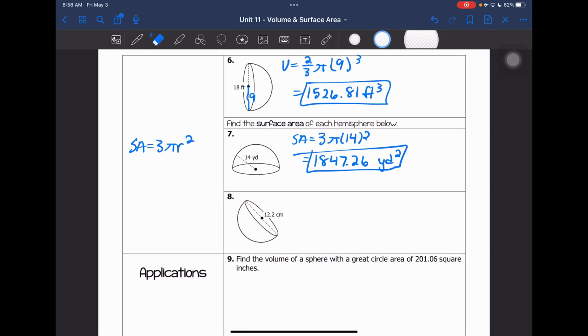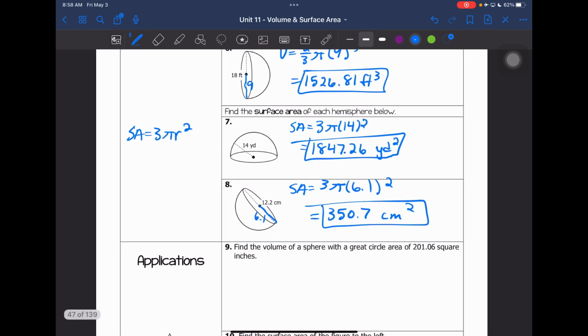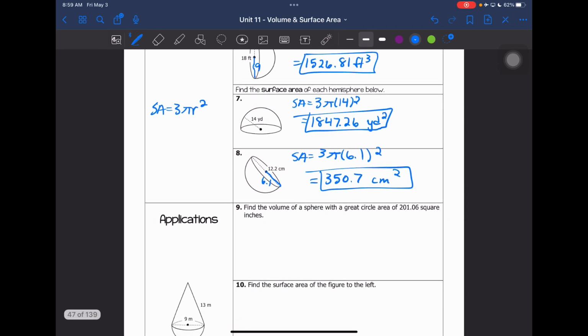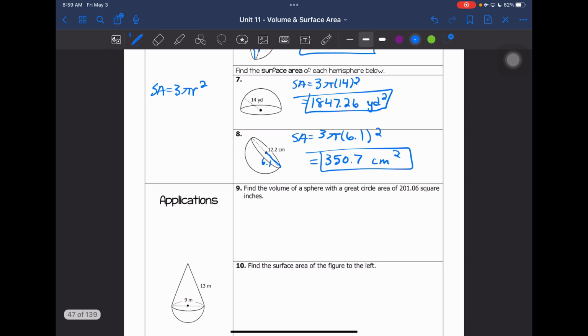Number 8. Once again, we just need to find out what the radius is. If we know the diameter is 12.2, half of 12.2 is 6.1. So the surface area would be 3 times pi times 6.1 squared. That comes out to 350.7 centimeters squared. And that's it for those. So those are pretty straightforward.